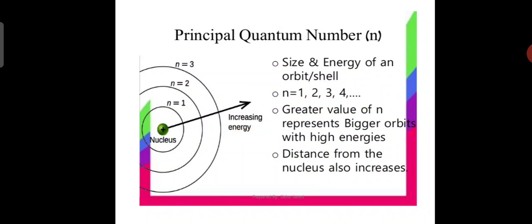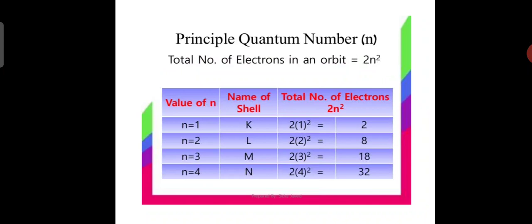Okay? Next, a greater value of n represents bigger orbits with high energies. Okay? So, pag mas malaki yung value ng n, ibig sabihin, high energy yung mga electrons na nandun. Okay? Next, distance from the nucleus also increases. Okay? So, as you go away from the nucleus, the distance also increases. Next, we have here the values. Okay, let's say the value is 1, 2, 3, 4.